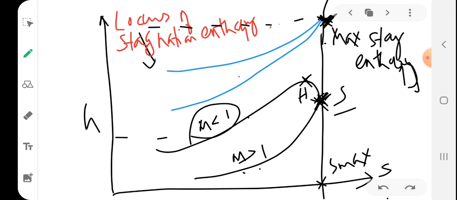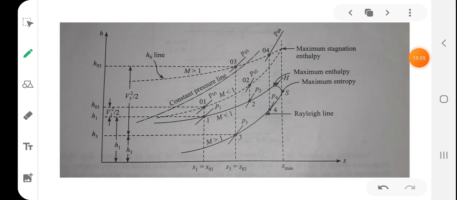But in case of, students have a look at this particular figure. So this is an HS diagram for Rayleigh line. You can see that there is a point H here, maximum static enthalpy, point S here, maximum entropy, maximum stagnation point. Maximum stagnation point always corresponds to this maximum entropy line. Okay, so this is the locus of stagnation enthalpy. The locus of stagnation enthalpy. This is actually static enthalpy.